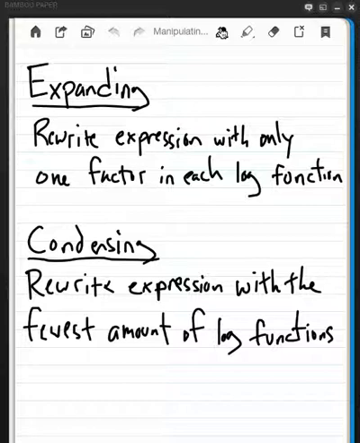Condensing is doing the opposite. We're taking several log functions, and if we can, condensing them into the fewest amount of log functions we possibly can. So let's get started.